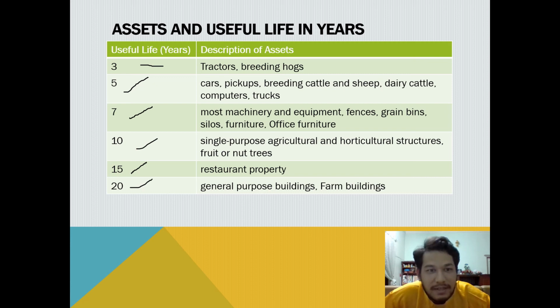For a 5 year asset, which is a car, computer, and so on. And for 7 year, you can see here this is fence, gas, furniture, and so on. 10 year, 15 year, and 20 year, you can see here. This is what we use to calculate the MACRS.